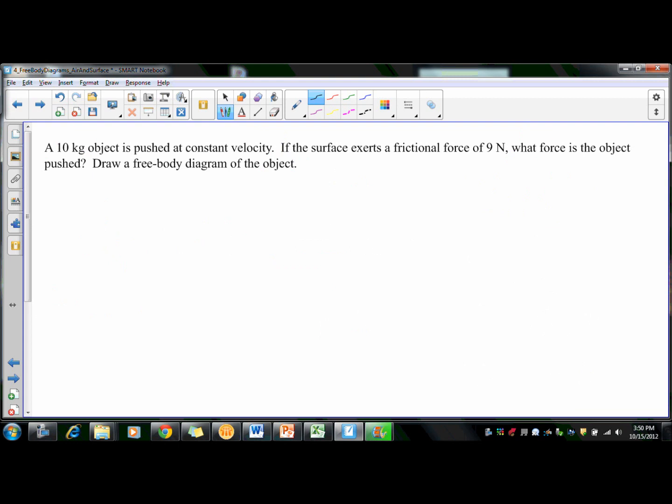All right, so let's try one more. We have a 10 kilogram object that is pushed at constant velocity. So let's start with our box, and it's on a surface. And now we're given 10 kilograms. 10 kilograms is our mass. Mass goes inside the box. So 10 kilograms.